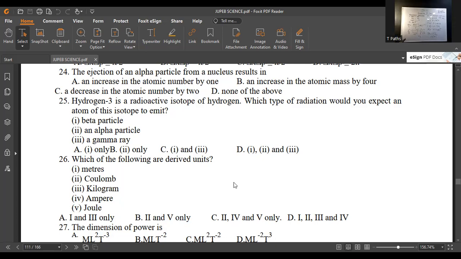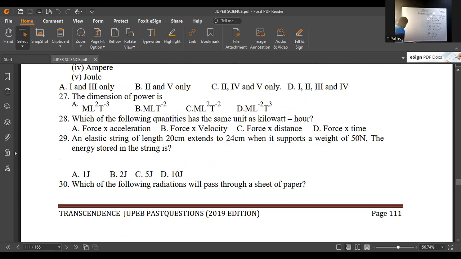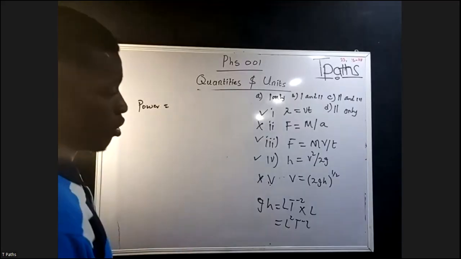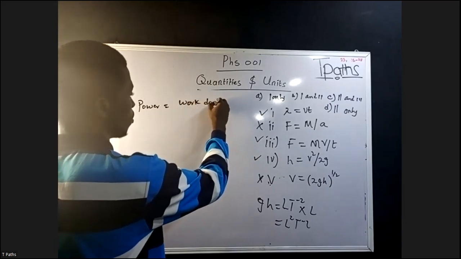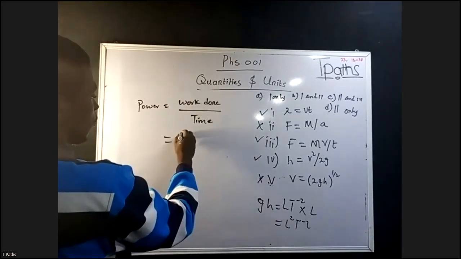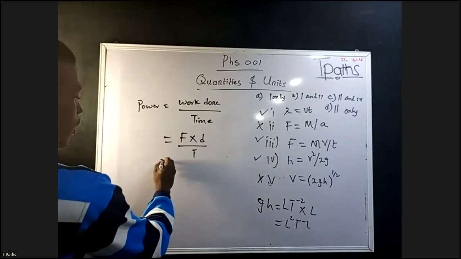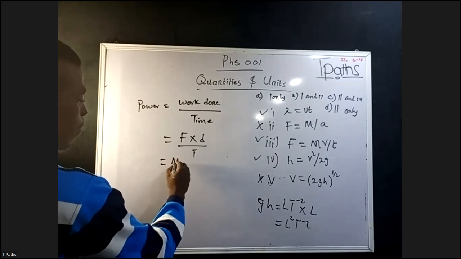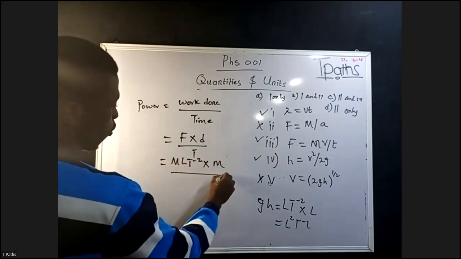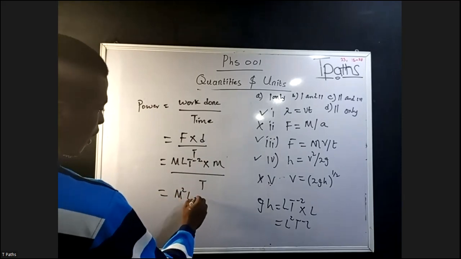Question number 27, the dimension for power. Power is equal to work done over time taken. And work is said to be done if a force covers a distance in a certain time. So what is our dimension for power? The dimension for force will be M L T raised to the power minus 2, times L over T. So we want to balance this up, we want to make it one. So I will have M L squared T raised to the power minus 1.